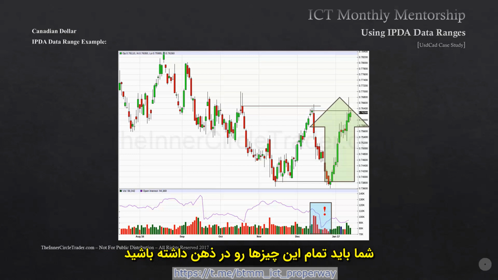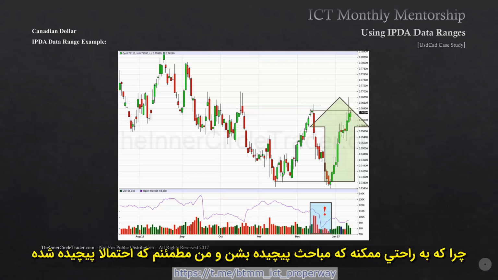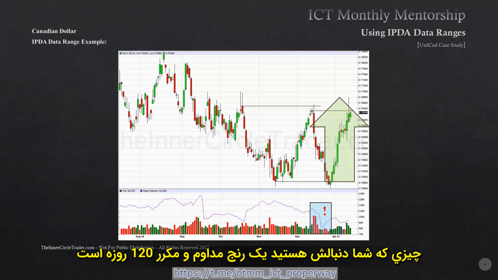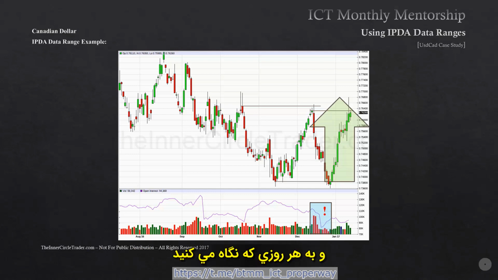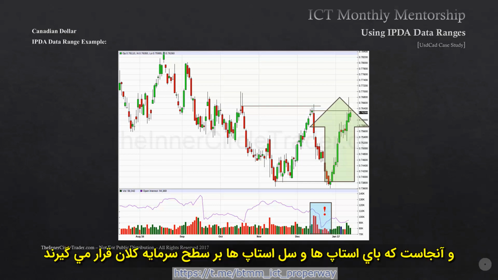You have to have all these things in mind, looking for where the liquidity is. And the easiest way to do it, and to make all this very simple, because it could easily be complicated, and I'm sure it's probably complicated in many of your minds, what you're looking for is a revolving continuous range of 120 days. Whatever day you're looking at, you look back 60 and you look forward 60. So there are 120 days there, and you're constantly monitoring where the highest high and the lowest low are in that range. That's where the buy stops and the sell stops are going to be on a large fund level.